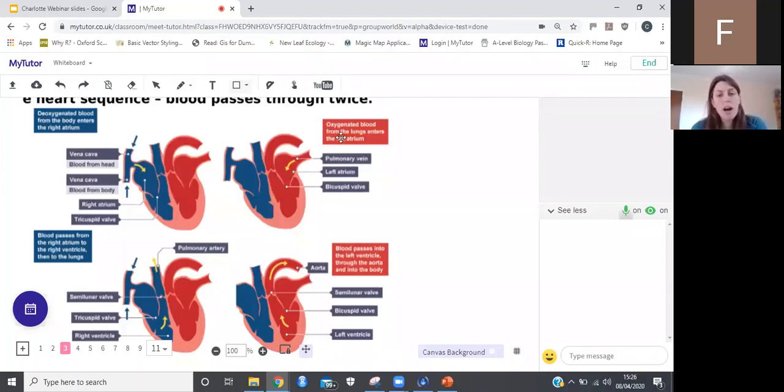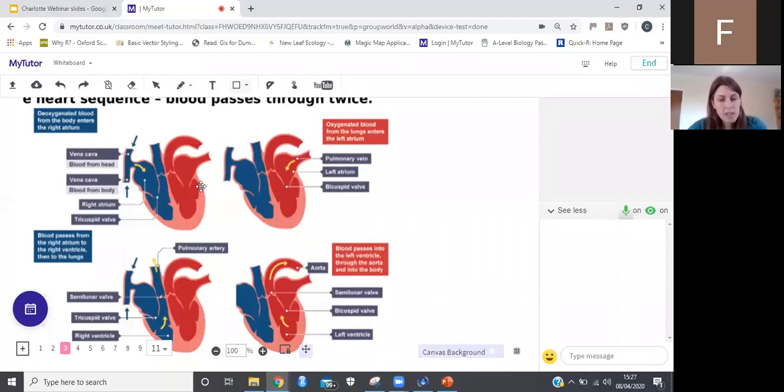We also have oxygenated blood that's come from the lungs. So it's been to the lungs, it's picked up the oxygen, and now it's come back before it heads around the body. That's entering the left atrium. So this happens at the same time. We've got blood bringing carbon dioxide and anything else from the body coming in through the vena cava, and then we've got oxygenated blood coming from the lungs, and they go into the atria at the top of the heart.